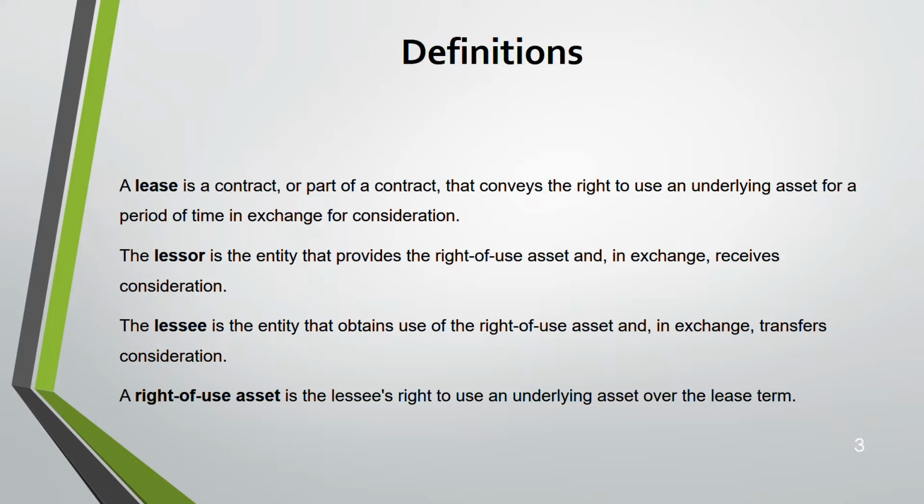Next term is right of use asset. Right of use asset is the lessee's right to use an underlying asset over the lease term. Lease term will be given to you in the exam. It could be for a few years, like 2 to 3 years, or it could be for 5 to 10 years or more than that, 20, 30, 40 years also. There is no fixed term for lease term. It could be any number of years.